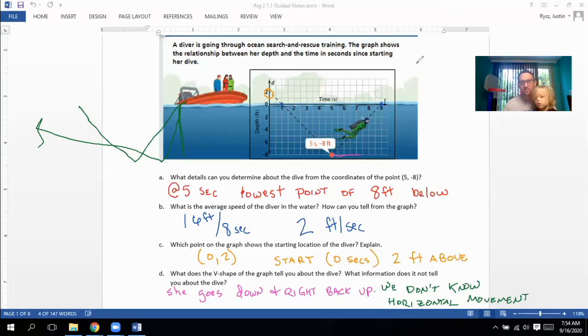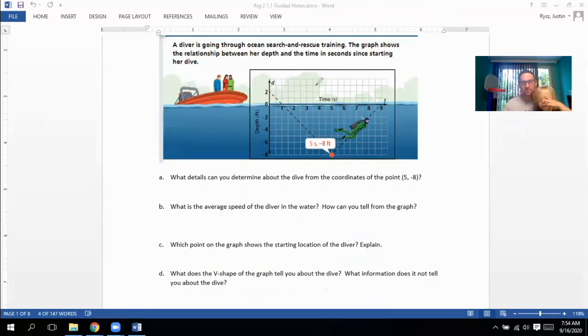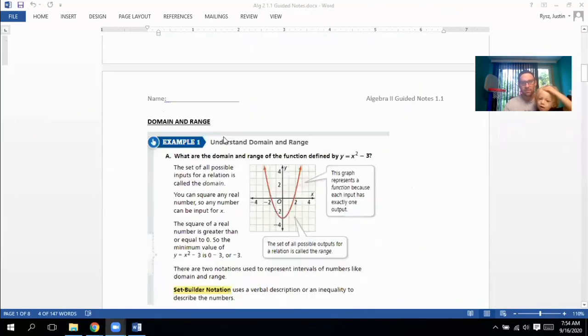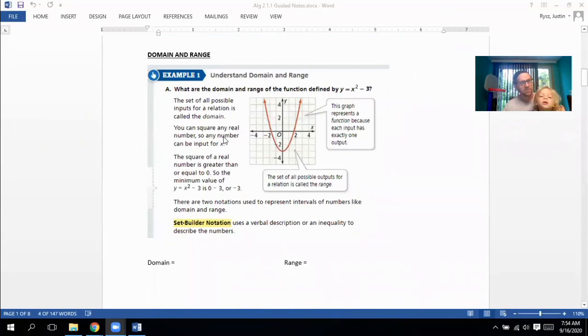I want to go down there. You want to go down there? I'm going to scroll down. Okay, so Bo, are you going to be good here while we talk about domain and range, or do you want to go play with some toys? Bo, I cannot have you use this. Alrighty. All right, and I am back.